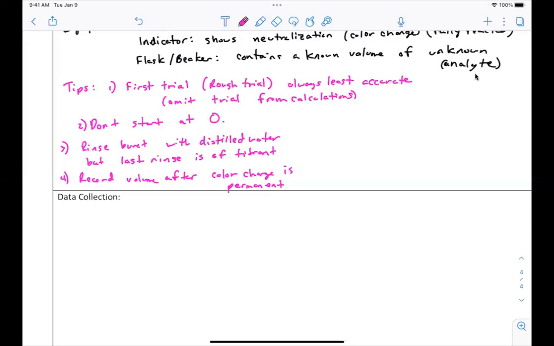Okay. 5, only use a few drops of indicator. Only use a few drops of indicator. Do not pour a bunch of indicator in there because the indicator is usually a weak acid. And if you put too much indicator in there, you'll end up titrating the weak acid indicator along with your acid that you use.